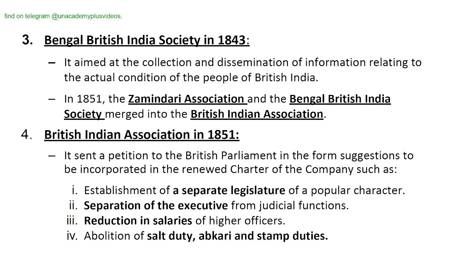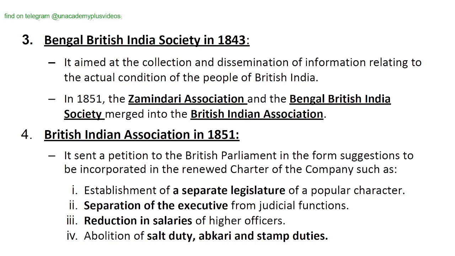Bengal British India Society in 1843. It aimed at the collection and dissemination of information relating to the actual condition of the people of British India. In 1851, the Zamindari Association and the Bengal British India Society merged into the British Indian Association. British Indian Association in 1851.